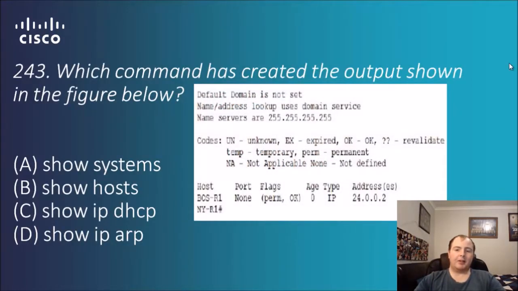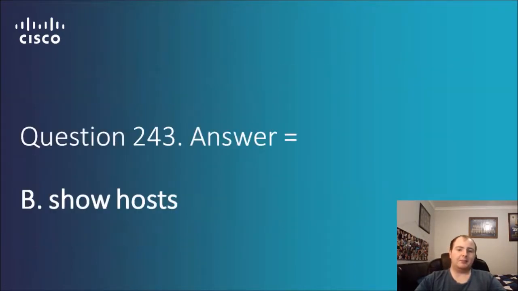243. Which command has created the output shown in the figure below? We've got default domain is not set. Name address lookup uses domain service, so there's the name service there. And we've got a few things here: host, port, flags, age, type, addresses. In order to get this output, you pretty much have to eliminate what wouldn't be used, and host is the first thing it starts off with. So naturally you go B is the answer, show host.